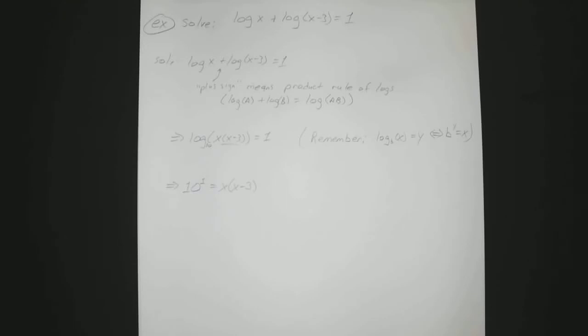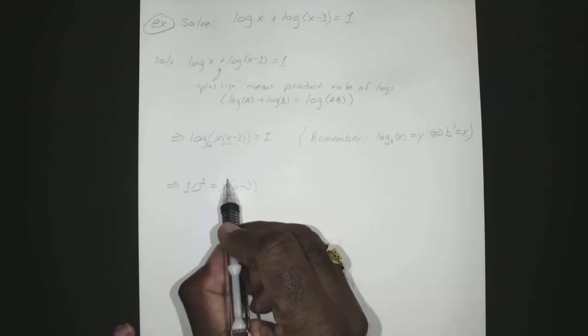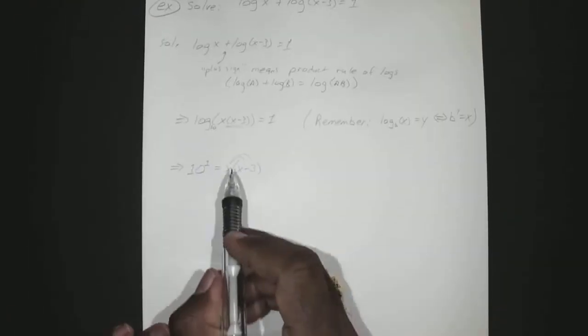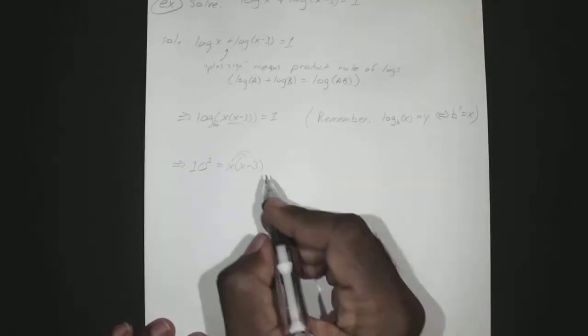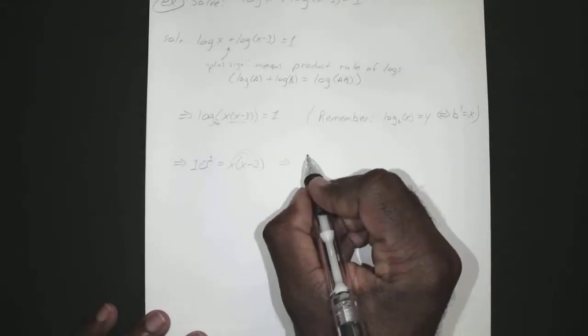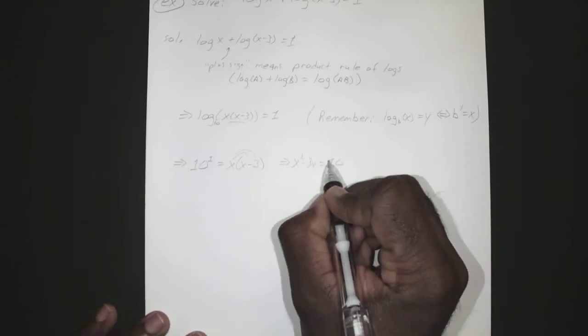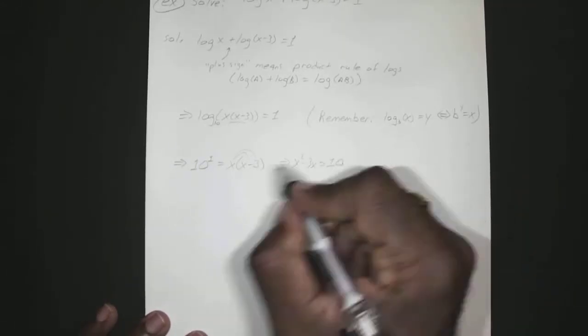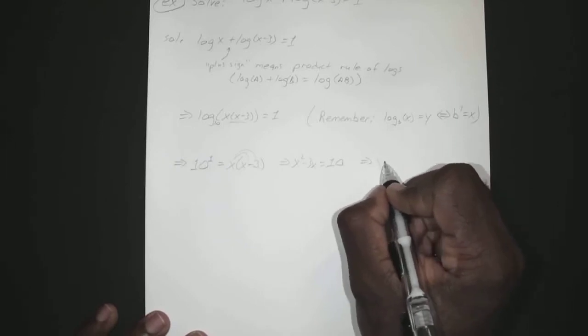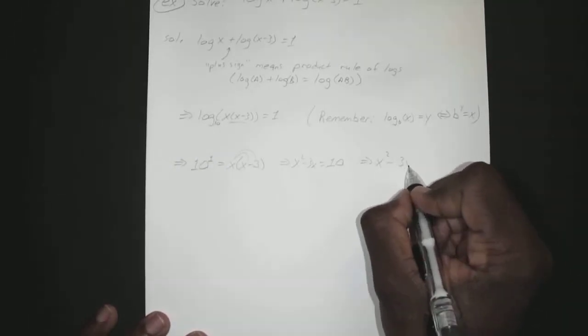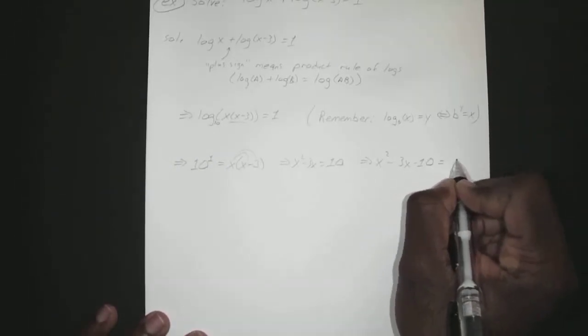Okay. Now from there, you just solve for x. Okay, so you have x squared minus 3x equals 10. Or subtract 10 from both sides. X squared minus 3x minus 10 equals 0.